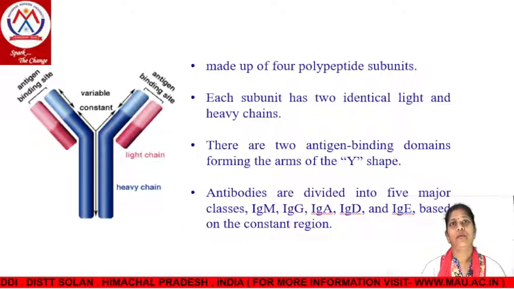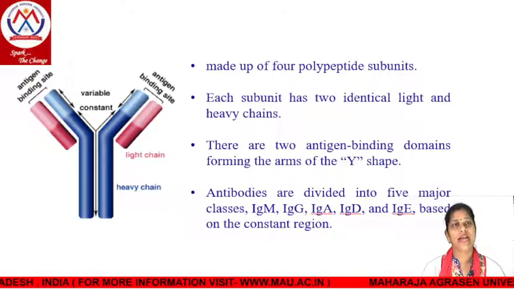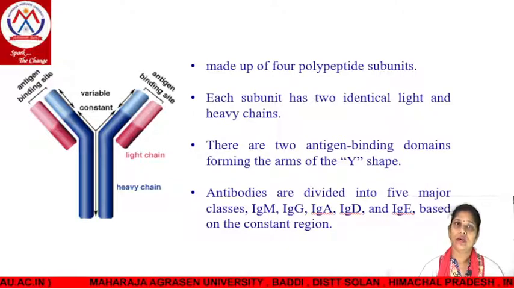There are 2 antigen binding domains forming the arms of the Y shape. You can see in the image that there are 2 antigen binding sites on the upper side of the Y arm of the molecule. At the posterior side of the image, at the end of the image, you can find the constant region. The arrows are representing the constant region and the variable region. The constant region of the antibody defines which class the antibody belongs to, either IgM, IgG, IgA, IgD or IgE. So, the constant region is the one defining the type of the antibody. So, this is the general and basic structure of an antibody.